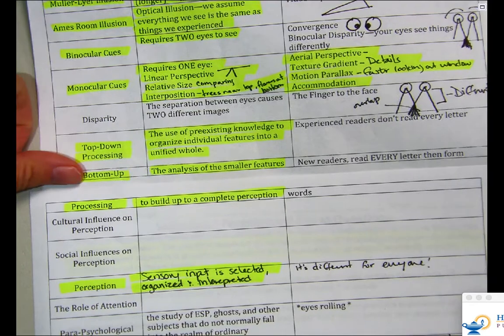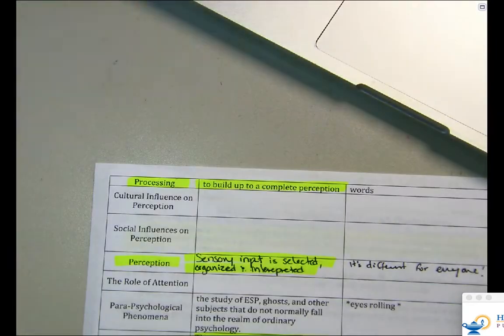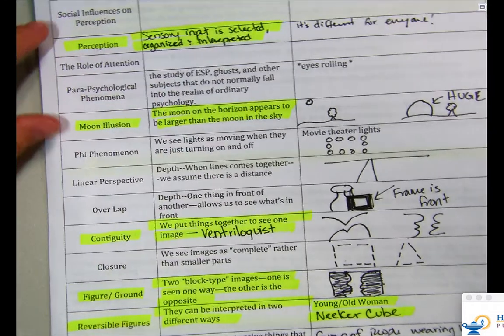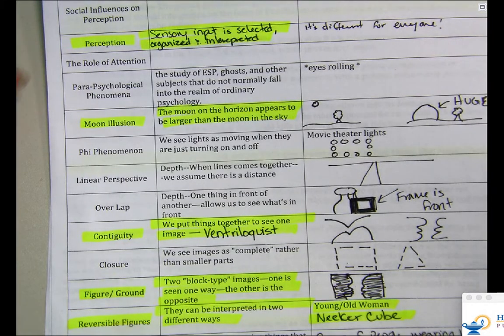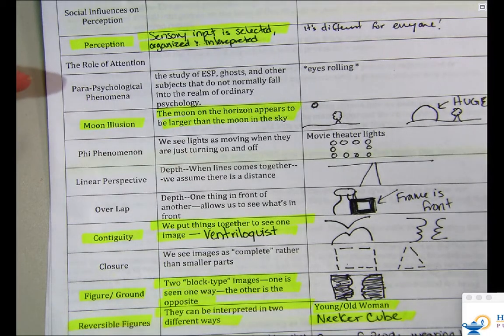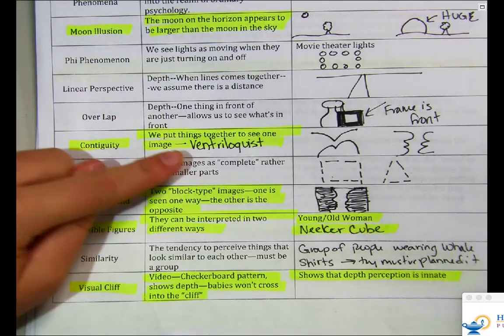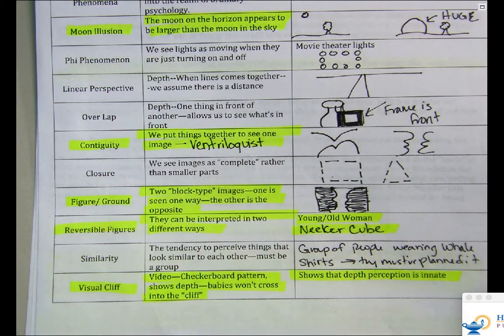Alright. Bottom up processing, you only need the first box. Perception, you need just the first box. Moon illusion, just the first box. Contiguity, I did add the word ventriloquist. Figure ground, only the first box. Reversible figures, I added Necker cube. And then visual cliff.